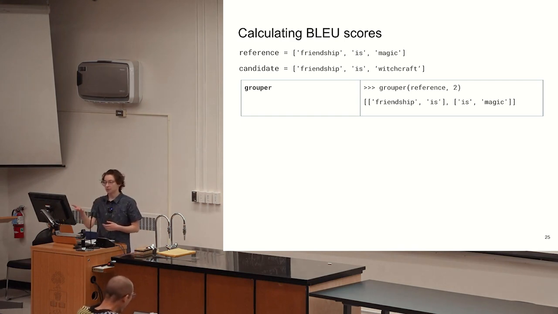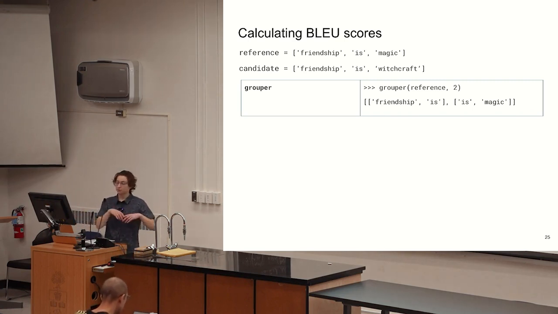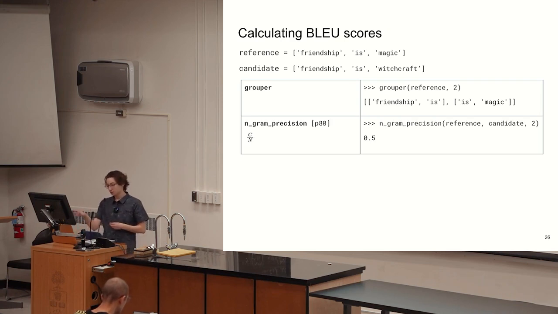So if you pass in the reference here to this grouper function, "friendship is magic," then it should return "friendship is" and "is magic" because we asked for 2-grams. That's the second parameter here, 2. So that's for grouper. Now once we've done that to both of the sentences, we can compute the n-gram precision, which is the proportion of the n-grams in the reference that are in the candidate.